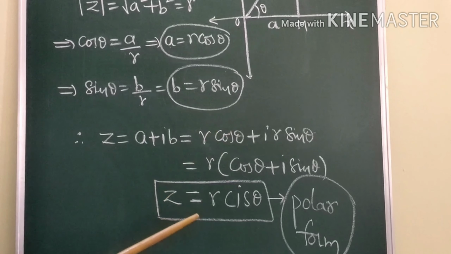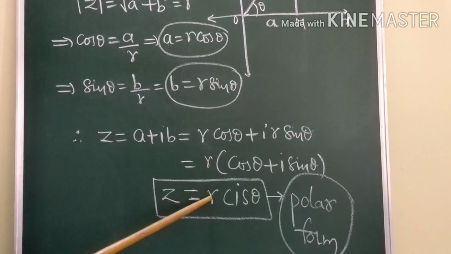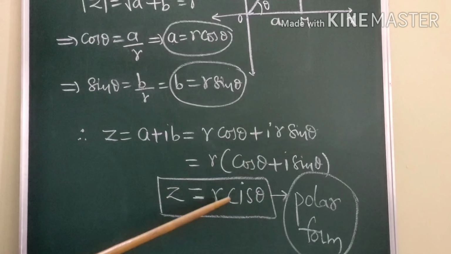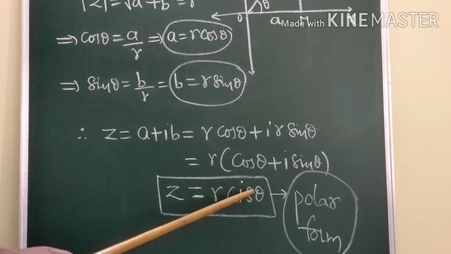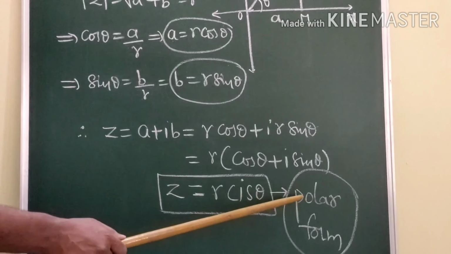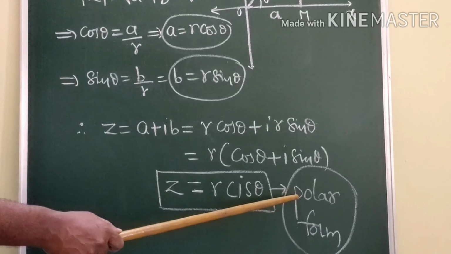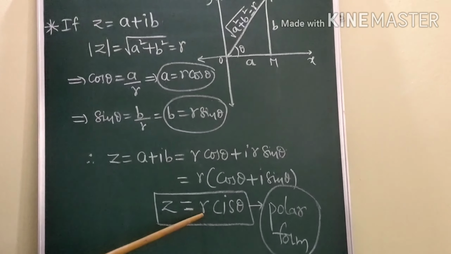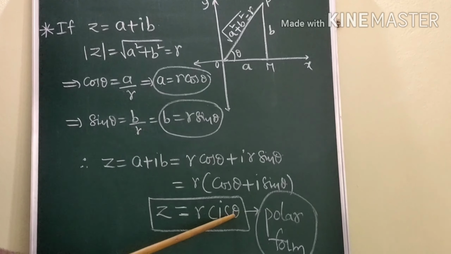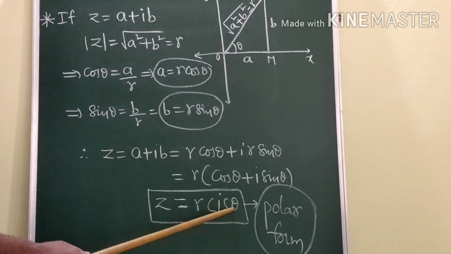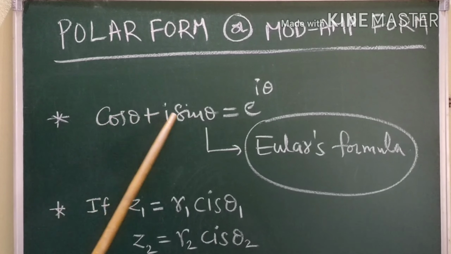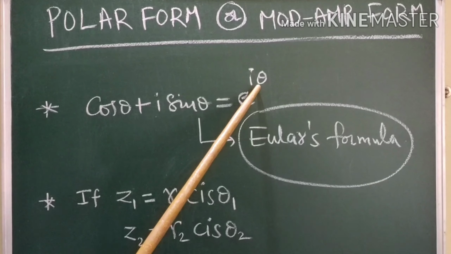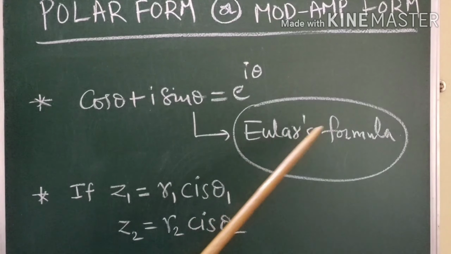This can be written simply as z is equal to r cis theta. That means cos theta plus i sin theta is called the polar form, or we can say the mod-amplitude form, of a complex number. Here r is called the modulus of z and theta is called the amplitude of z. Cos theta plus i sin theta can also be written as e power i theta. It is known as Euler's formula.